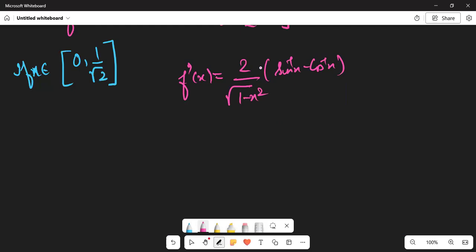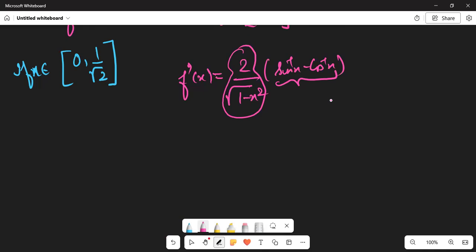And you know that this is always positive, so I'm not talking about this. This is always going to be positive. The square root function always gives a positive value. So this is positive. Now, when x is lying in this interval 0 to 1 by root 2, how is this quantity going to behave? Will it be positive or negative?